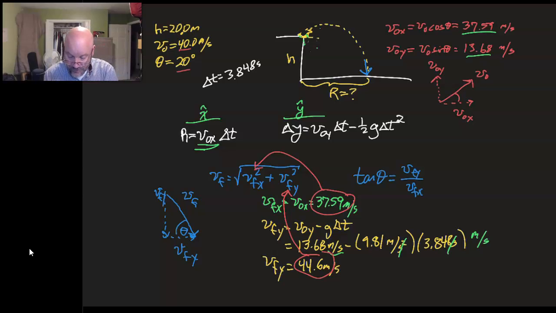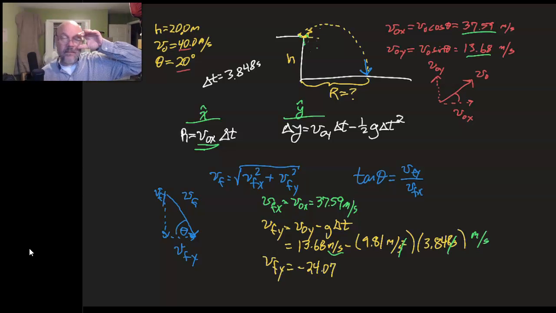What I'm going to get for my v final then, my final velocity, is, oops. Gotta go back. Sorry, a little tedious here. I copied wrong off of my paper. V final y is minus 24.07. Okay, because it's headed down. Okay, it's headed down just like that, and that's meters per second.